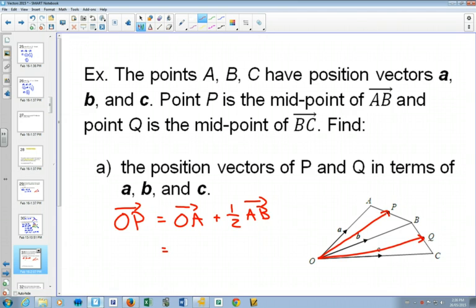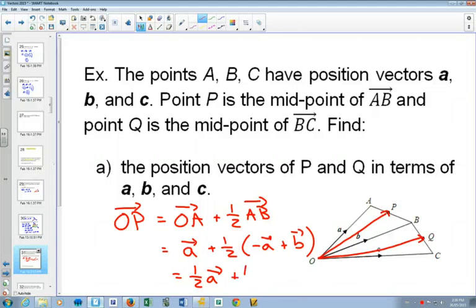Now from O to A, that's just our vector A. And from A to B, well, A to B is negative A, because you'd have to go back to the origin, and then to B. So we do get 1/2 A, once we combine those together, plus 1/2 B.